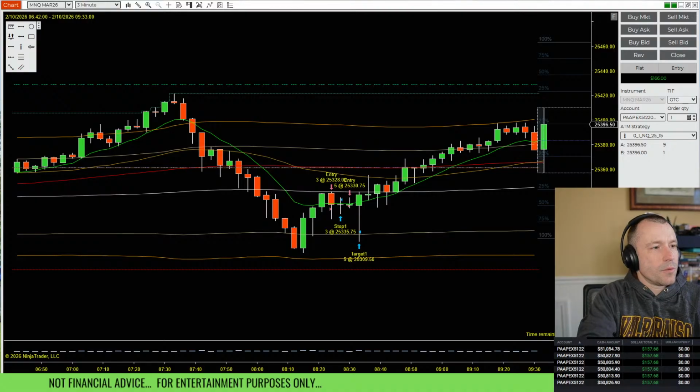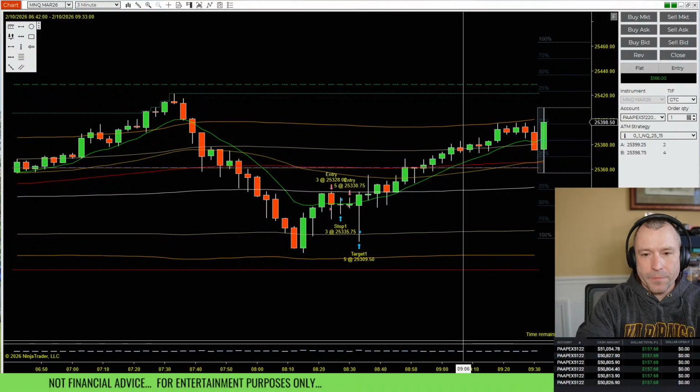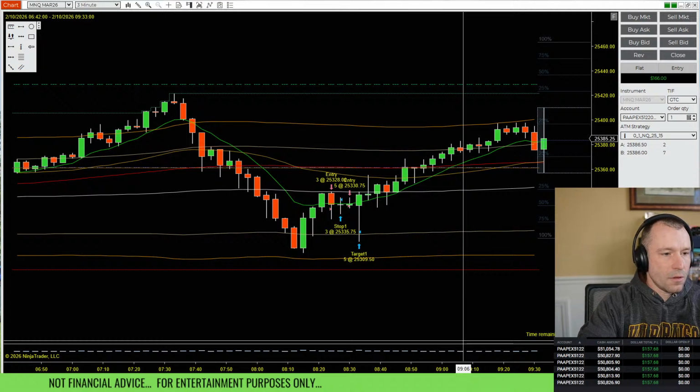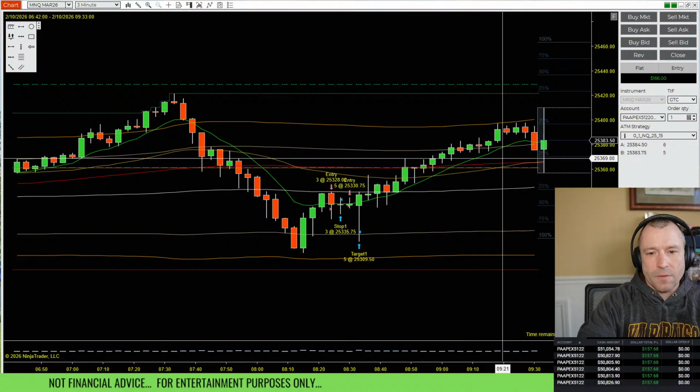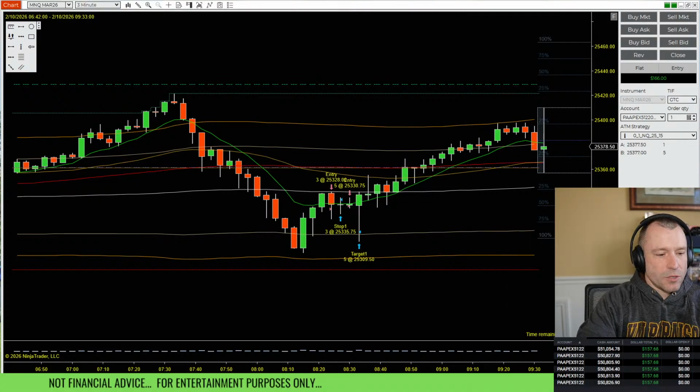All right, what do we see here? We see price is above my 105 SMA, that red line there. Very faint, you can see that red line there. Actually above all my moving averages.